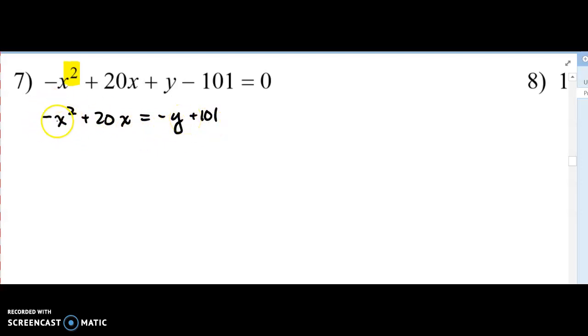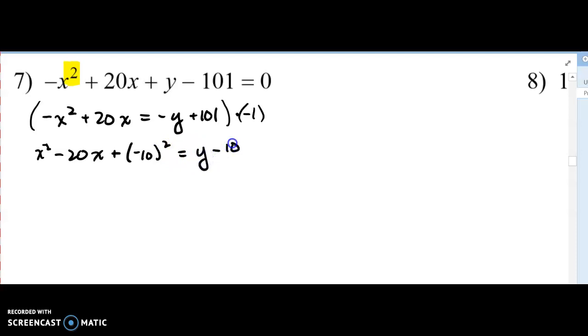And then again, I can't complete the square unless my leading coefficient is positive 1. So what I'm going to do is multiply through by negative 1. All right, so everything gets multiplied by negative 1. So basically I'm just changing the sign of everything. So I have x squared minus 20x. Let's go ahead and complete the square now. So plus, I always put plus, half of my x term, so that's going to be negative 10 squared. And then on the other side, I'm going to have y minus 101, because again, I'm doing two steps at the same time. I multiplied by negative 1 and completed the square.